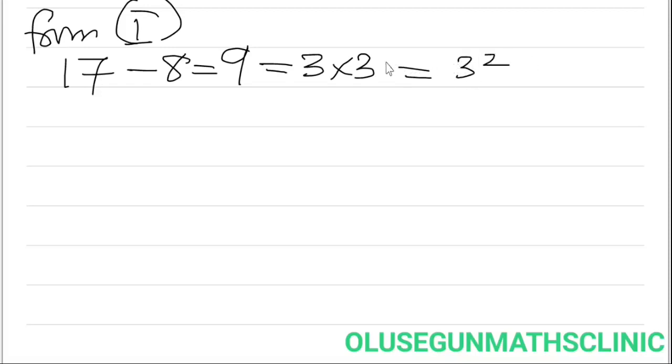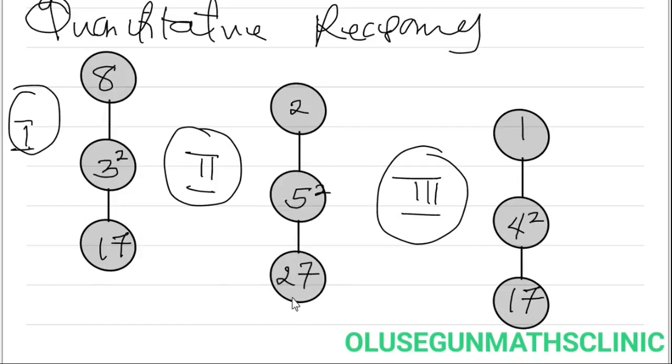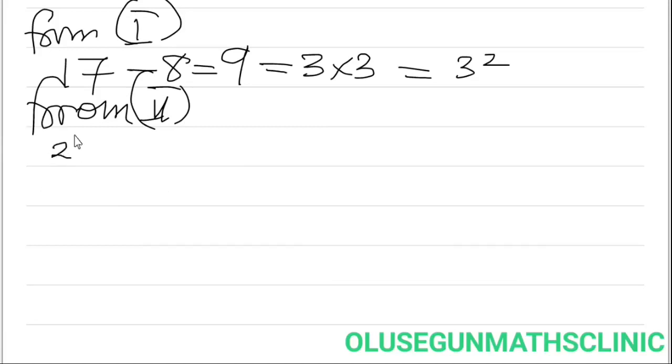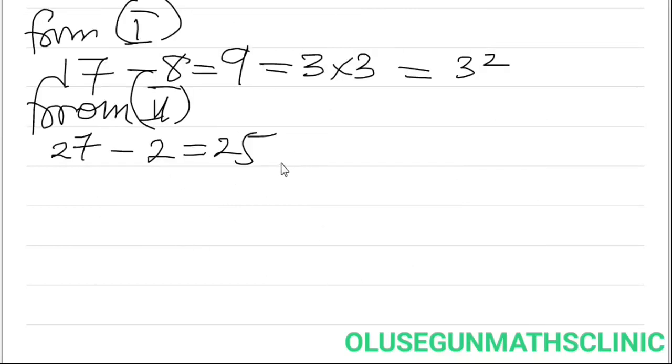So this is just how it looks. From figure 2, let's reason what is in figure 2. You have 27 minus 2, it will give us something. Let's say it. 27 minus 2 gives us 25. But recall, it is the 25 that brings 5 times 5, which can be written as 5 squared.